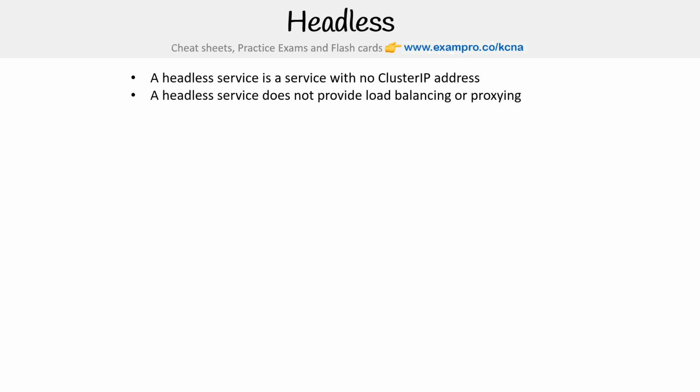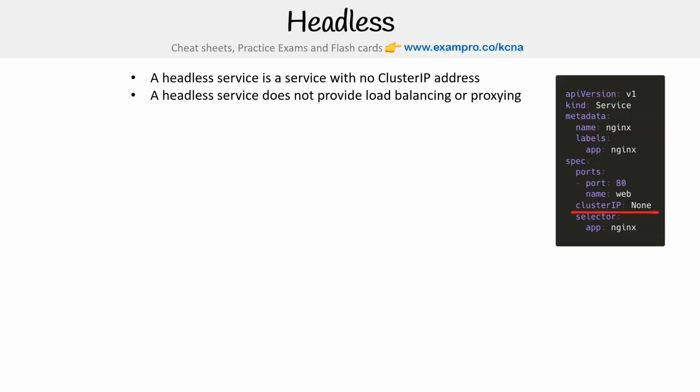Let's take a look at the headless service type. We've already had exposure to this a couple of times, but let's talk about it one more time. A headless service is a service with no cluster IP address. A headless service does not provide load balancing or proxying. So the idea is you have a kind, which is ClusterIP. Even though we don't specify it, it is still a ClusterIP kind, but we are specifying clusterIP: None. Okay, so that's what makes it headless.